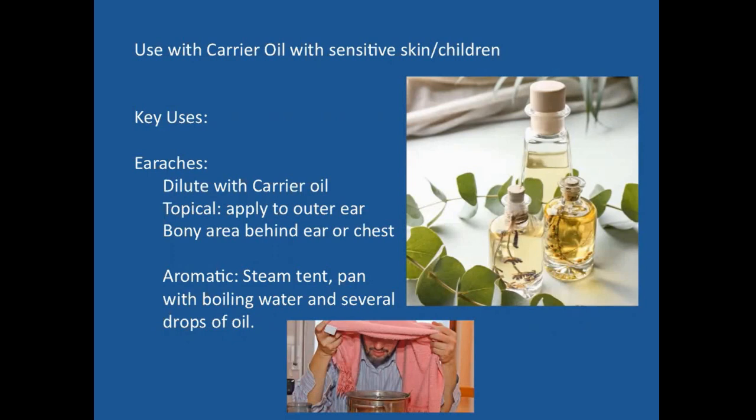decongestant effect of eucalyptus. You can also help it with an aromatic treatment, so using just distilling it in the room or diffusing it, but you can also put a few drops into a pan of boiling water that's been taken off. It's not over the stove, but just set it onto a hot pad on your table. And then this gentleman is demonstrating how you would hold a towel over.